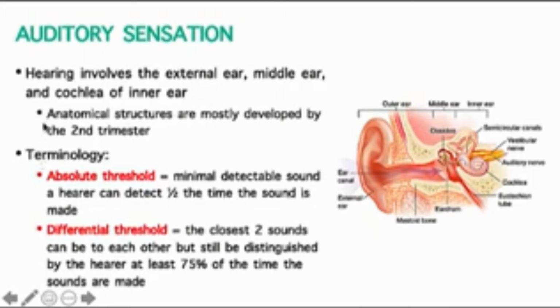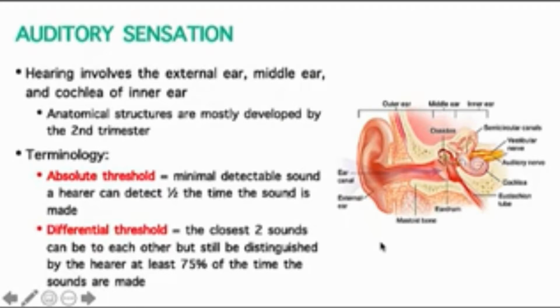Anatomical structures are mostly developed by the second trimester, which means that when babies are born, their hearing is pretty much what it is. Actually being able to identify sounds is a different situation. Terminology-wise, there are two different types of thresholds we have to talk about. One is an absolute threshold, the minimal detectable sound a hearer can detect half the time the sound is made. Differential threshold is when you are looking at two sounds, so it's the closest two sounds can be together but still be distinguished by the hearer at least 75% of the time the sounds are made.